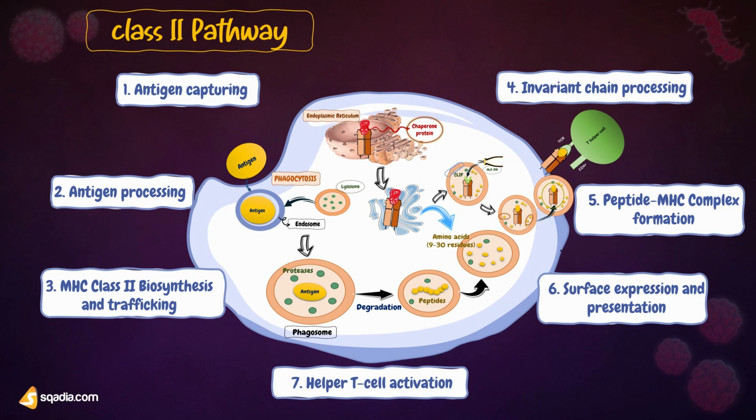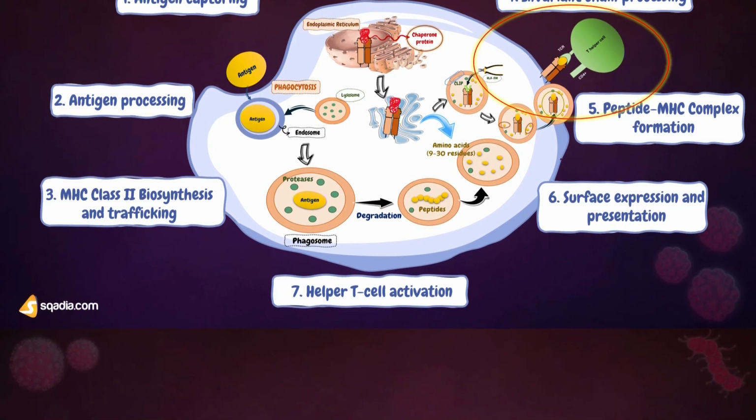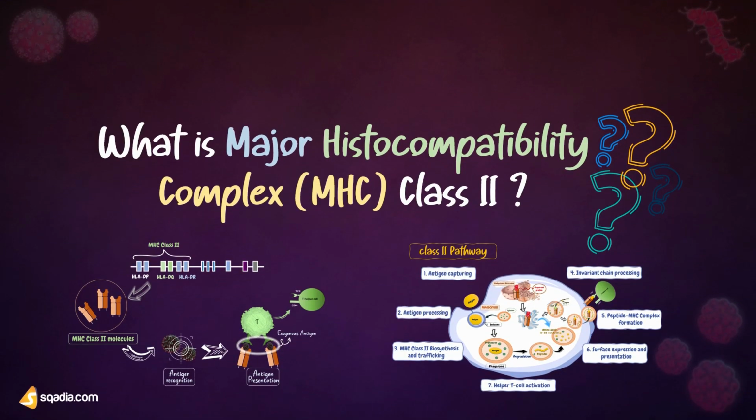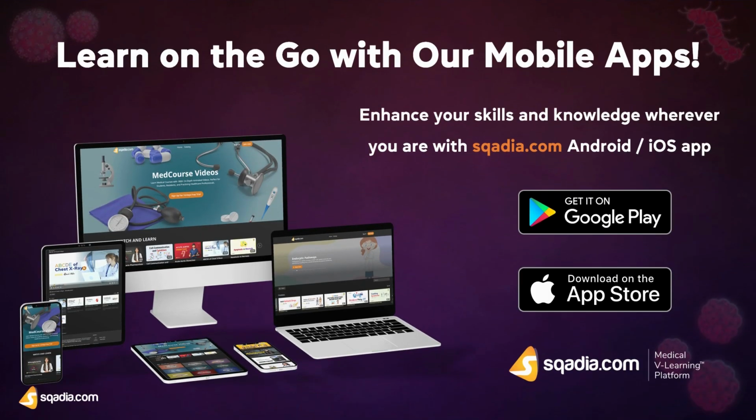So, all in all, by presenting antigens derived from extracellular sources, the Class II pathway enables helper T cells to recognize and respond to a wide range of pathogens. This interaction then plays a crucial role in regulating immune responses against foreign pathogens. So, I am very confident that now you can answer it very well: what is Major Histocompatibility Complex, MHC, Class II?